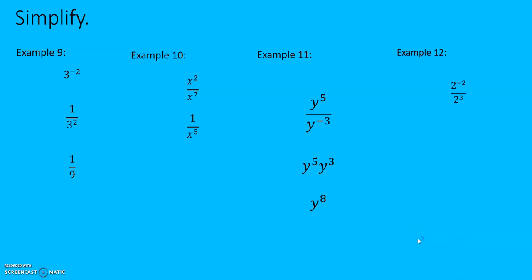Example 12, 2 to the negative 2 divided by 2 to the 3rd. 2 to the 3rd has a positive exponent, so it stays where it is. 2 to the negative 2 has a negative exponent, so from the numerator it's going to go to the denominator. 1 over 2 to the 3rd times 2 to the 2nd. 2 to the third is 8. 2 to the second is 4. 1 over 8 times 4 is 1 over 32.